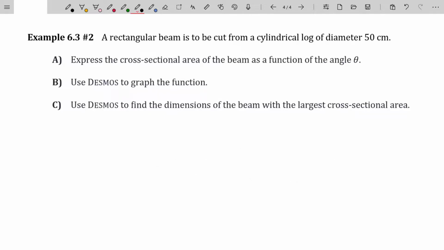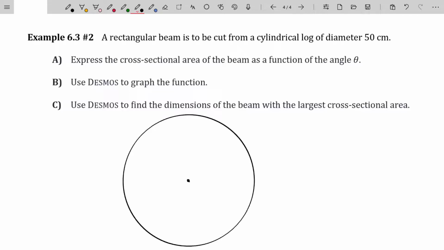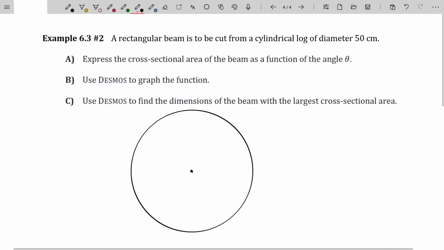So we're going to take a look at the front facing cross-sectional area of this log. So there it is right there. They tell us it has a diameter of 50 centimeters, and they want us to express the cross-sectional area of the beam as a function of the angle theta. Now, what the heck do they mean by that? Normally in a textbook, they would hand you a picture of this. I'm just not handing it to you. I'm kind of creating it on the fly.